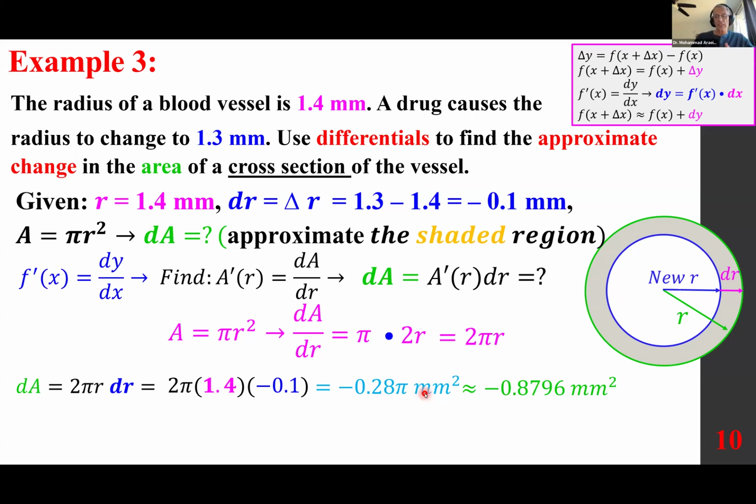Now, what does it mean? The area of the cross section of the vessel is decreasing by this much, 0.28 pi millimeters squared. Notice over here we have to put the negative. But if the decreasing is mentioned, then you don't need a negative.